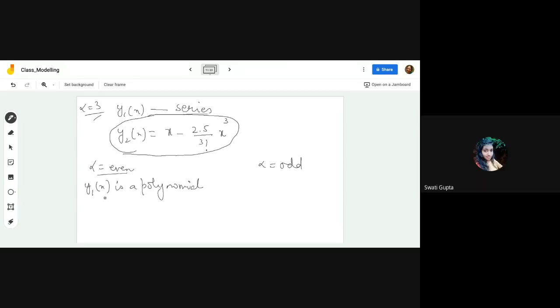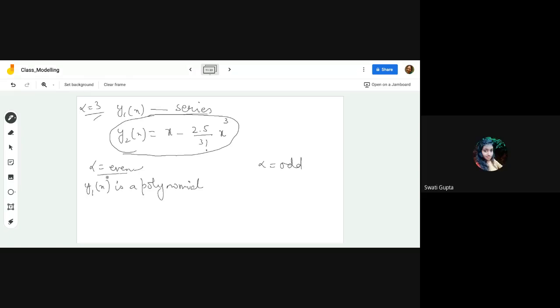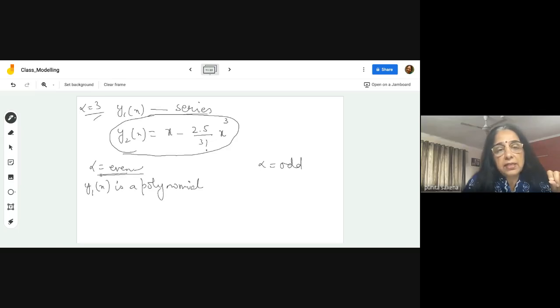Ma'am, increasing that is 0, 1, 2, 3. Is it odd or even? Even. When alpha is even, say when alpha is 2, y1(x) is a polynomial of degree 2. So when alpha is even, y1(x) is a polynomial of even degree.